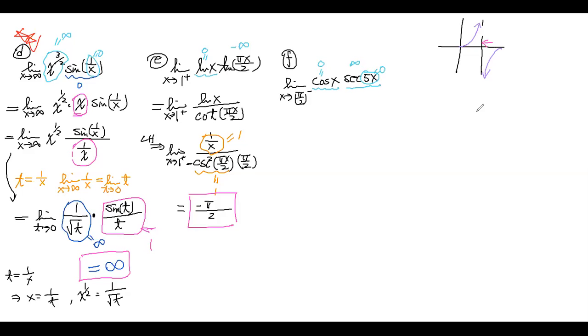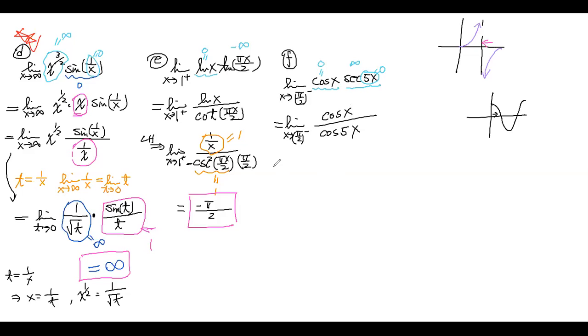Because I know the cosine graph is like this. So when x approaches pi over 2 from the left-hand side, the secant is going to become infinity. So it's 0 times infinity. Okay, so now let's do the same way and flip it. For this one, I will of course flip the secant, so I will change this to cosine x over cosine 5x.